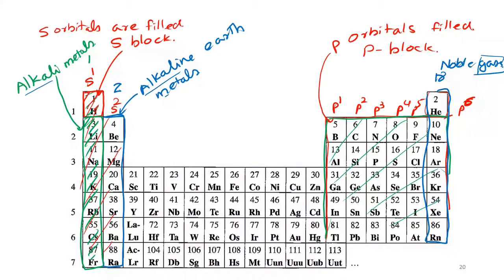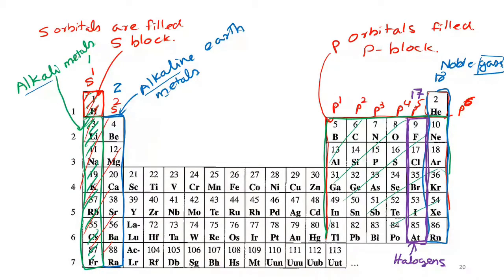Group 17. The noble gases, according to the IUPAC system, we number it as group 18. We call this group the halogens. So what you have is basically elements like fluorine, chlorine, bromine, iodine.